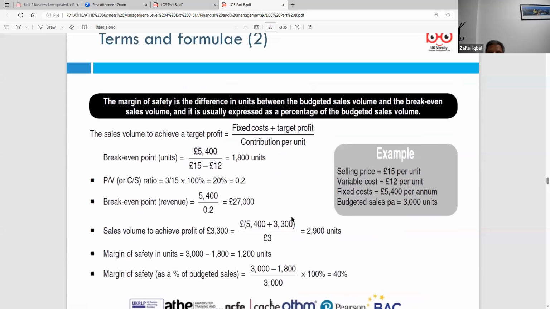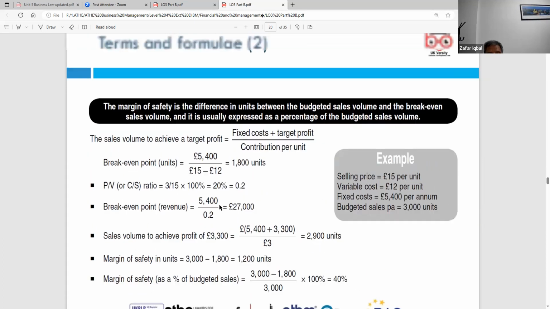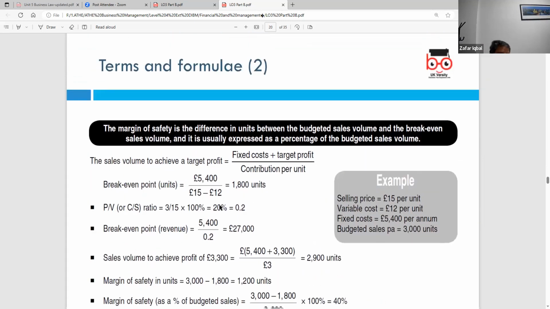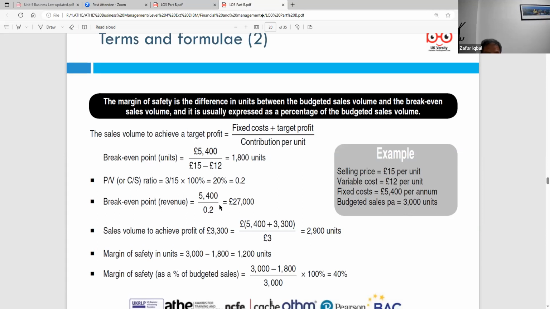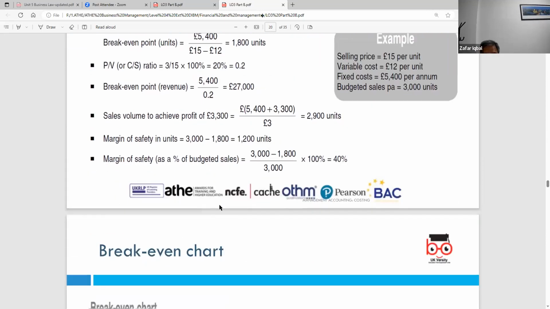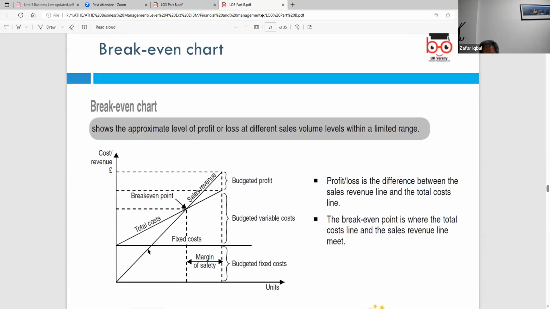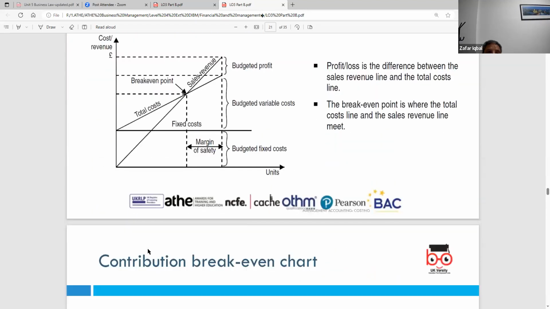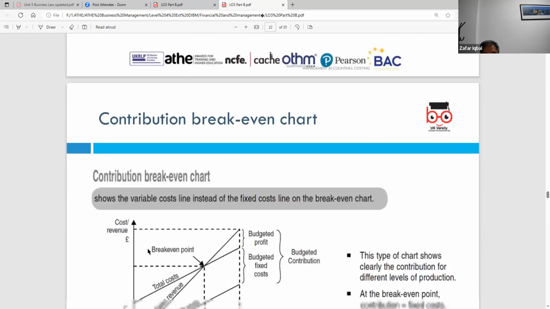Okay, let's move on. So this is a quick summary of terms and formulas that you need to know: what break-even is, what margin of safety is, what sales revenue, the contribution, the fixed cost, and the budgeted cost or budgeted sales. All this you can see from this calculation, and hopefully you can make some head or tail of it. But I don't expect you to understand very quickly unless you do some exercises and application. You can see that graph as well. So you need to spend a little bit of time by yourself looking at that particular issue.